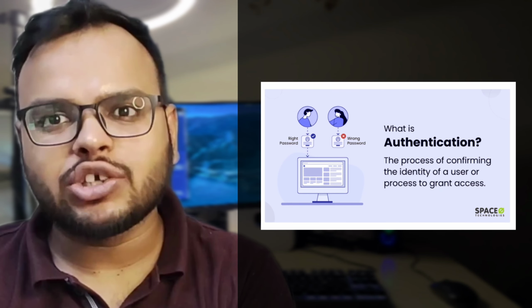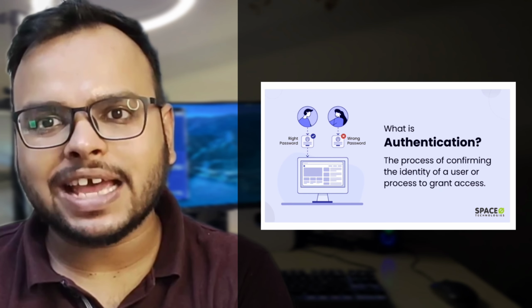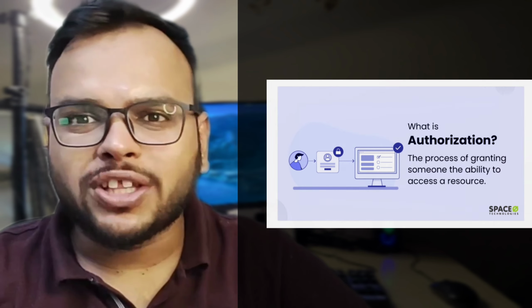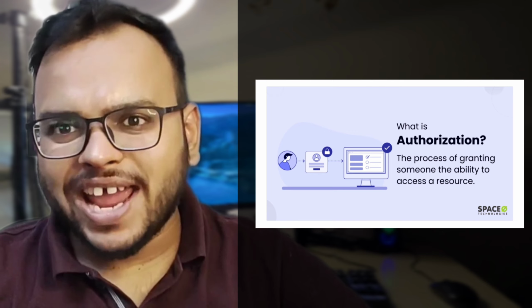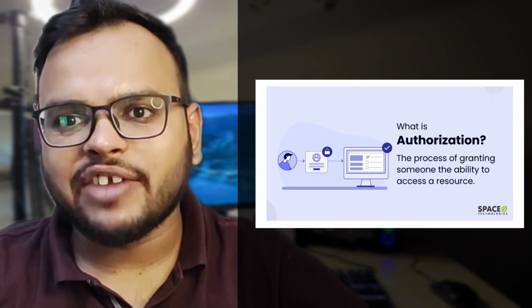Now, before we jump to code, let's understand what authentication and authorization mean. Authentication is the process of identifying a user that is accessing a system, whereas authorization is a mechanism of granting permission to the user for accessing particular resources and functions. Let me explain it to you with an analogy.